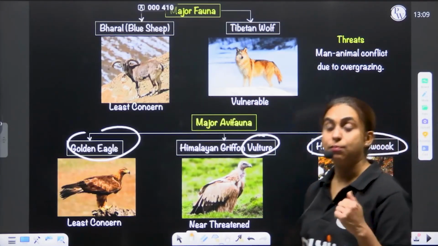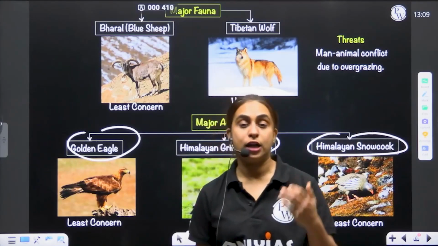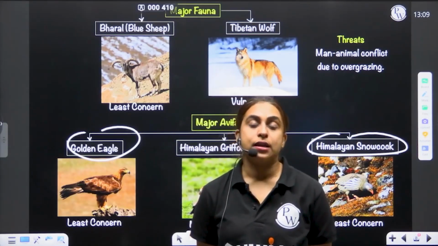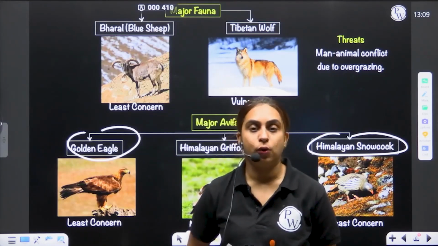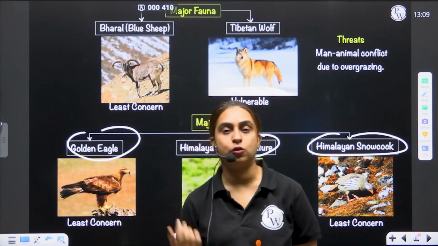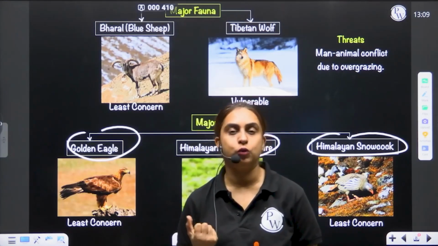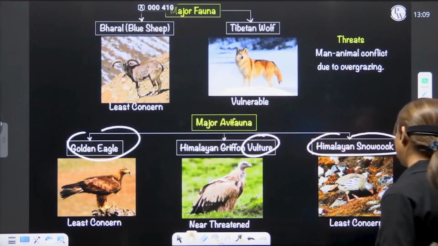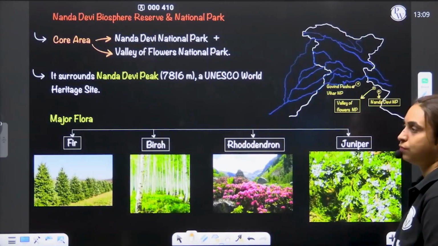The places are important biologically as well as ecologically, but they are facing some issues. There are issues that are going on. There is a lot of overgrazing. This has led to many animal and human conflicts that are seen everywhere. So Kashmir is not an exception. So these are the fauna.